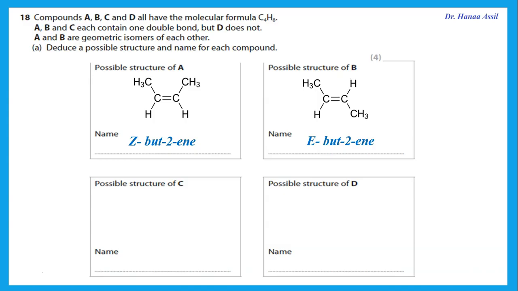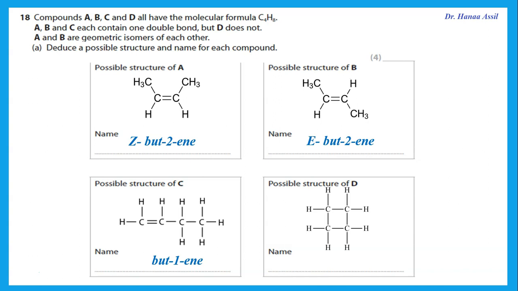butene. Now we're told that C does not have geometric isomers, so C is the one that has a double bond on the end. Remember, to have Z or E geometric isomers, the carbons of the double bond must each be bonded to different groups. So but-1-ene does not have geometric isomers, cis and trans or Z and E. Now D has C4H8 but doesn't have a double bond, so it must be cyclic. Remember that the cyclic alkane has the same general formula as alkenes. So C4H8 in this case would be cyclobutane.